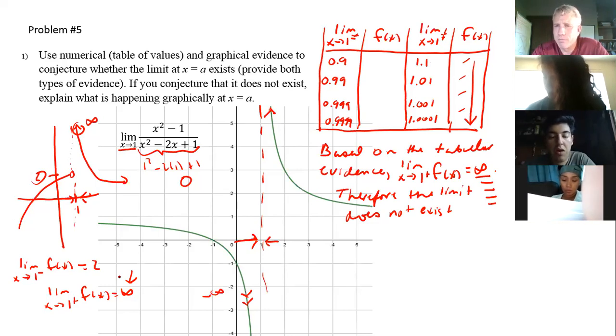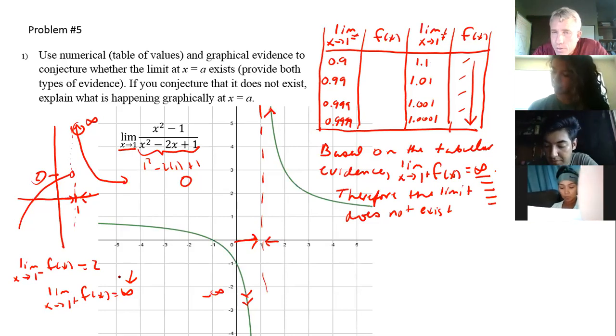Is that okay? Any other questions? On GeoGebra, for the f of x input, how did you put that in so it can give you the numbers? I can see that.